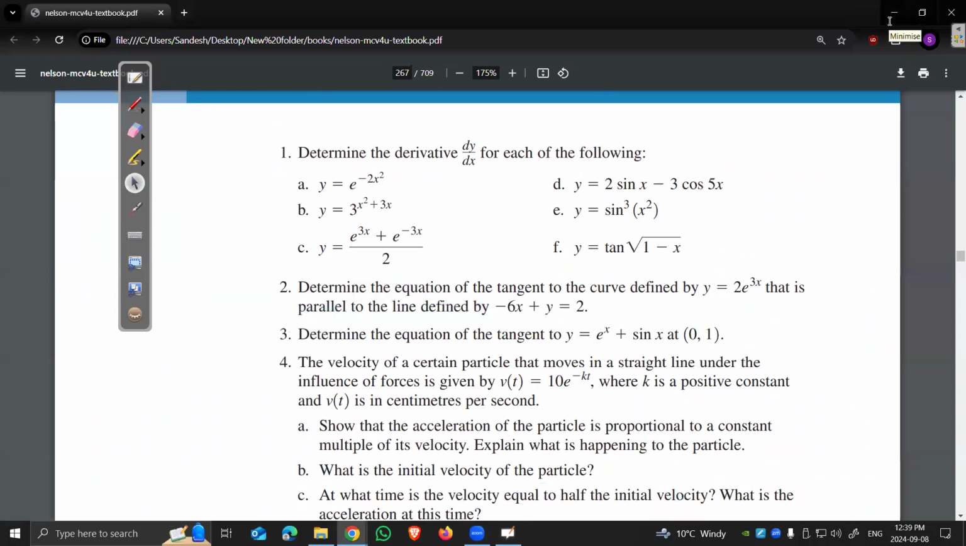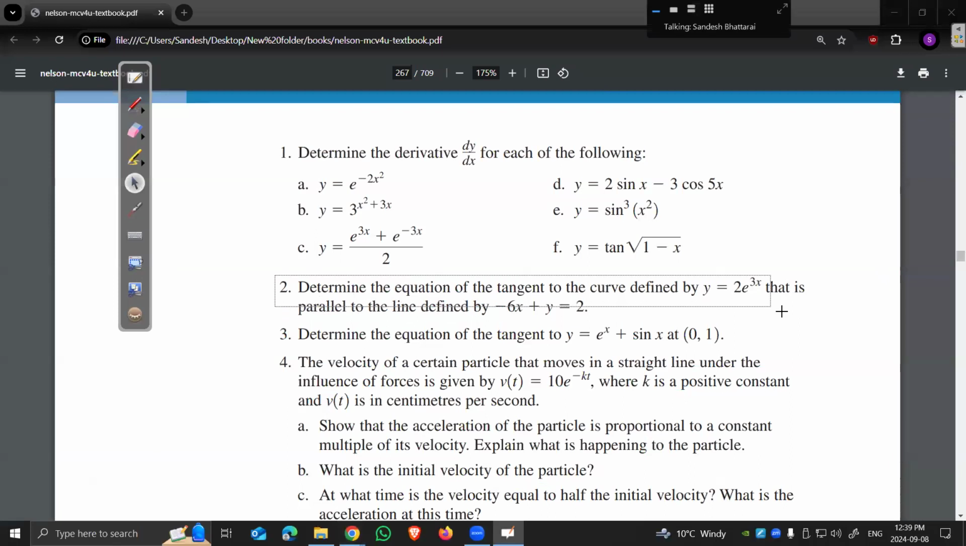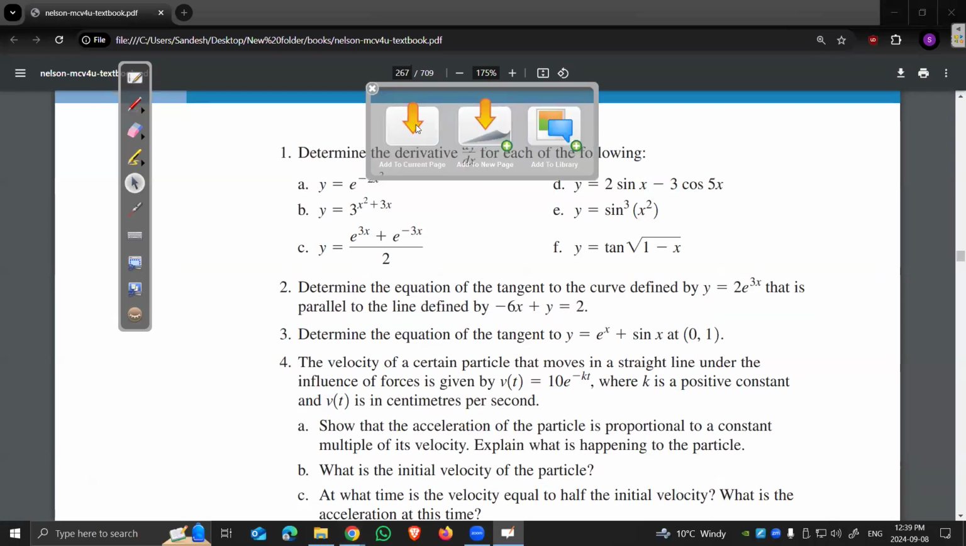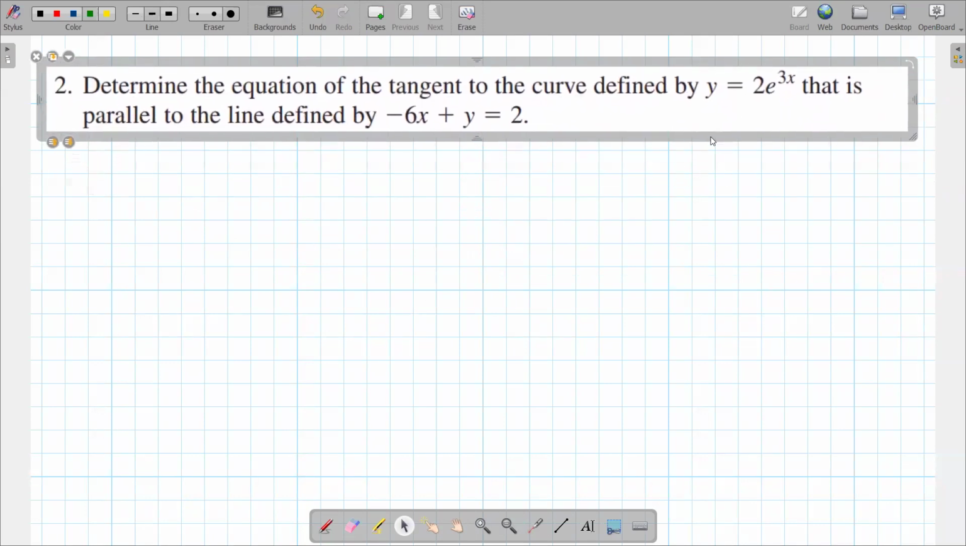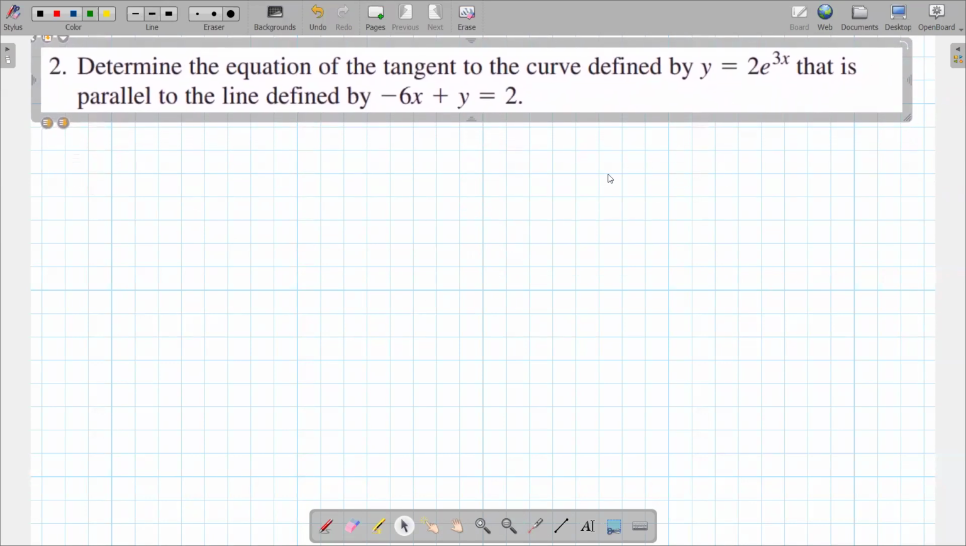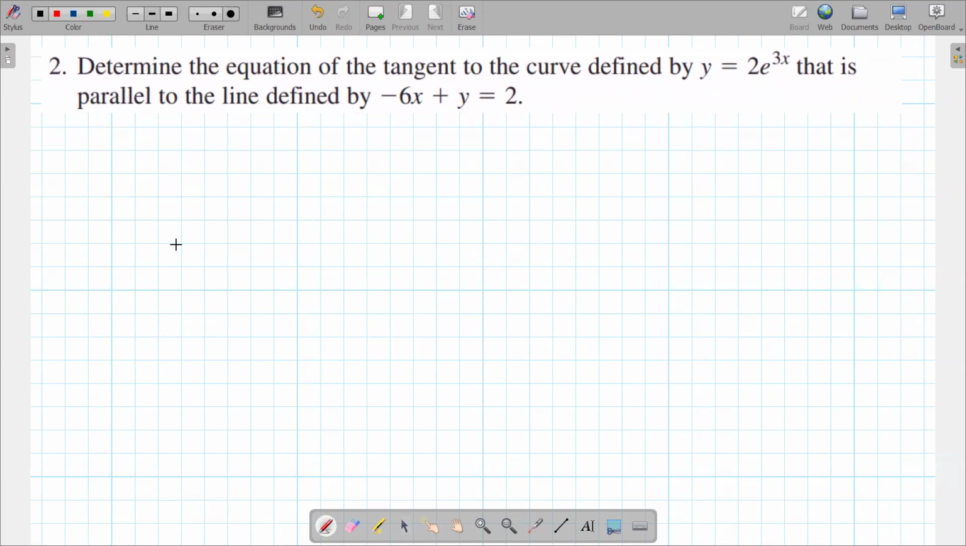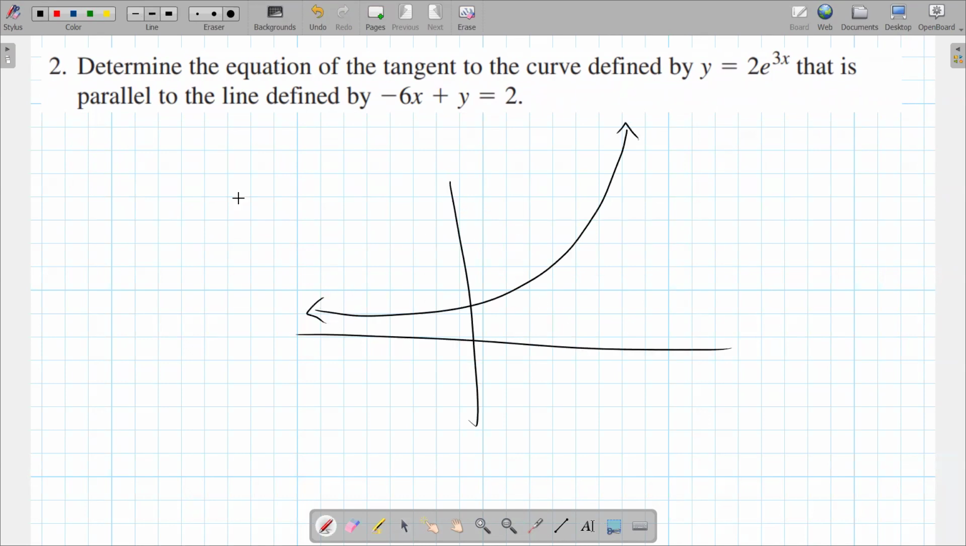Okay, this question looks complicated. So we have a function, 2e to the 3x, that we can graph. Looks something like this. And this one is 6x plus 2, so that one probably looks like this.